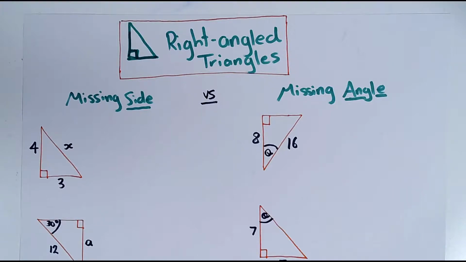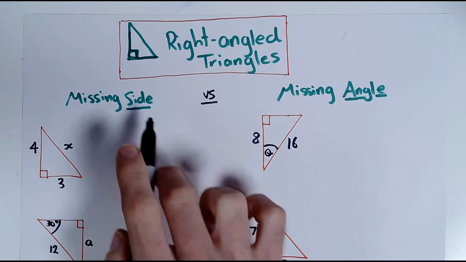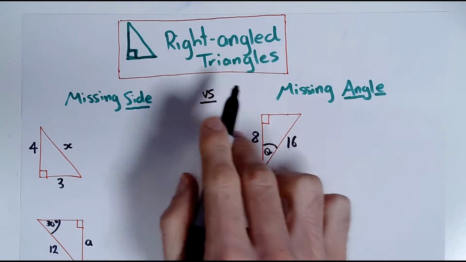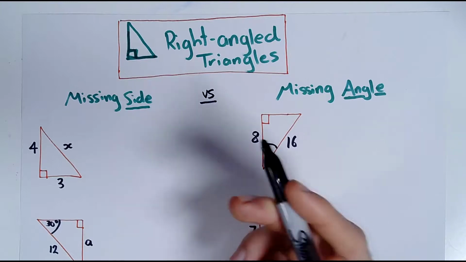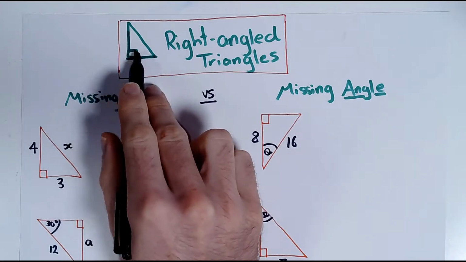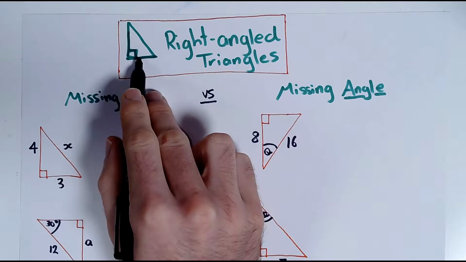Today we're going to be looking at how to find a missing side or a missing angle in a right-angled triangle, or as some call it, a right triangle. That is simply a triangle that has a 90-degree angle in it, typically represented by a box, like you can see here, but not always.